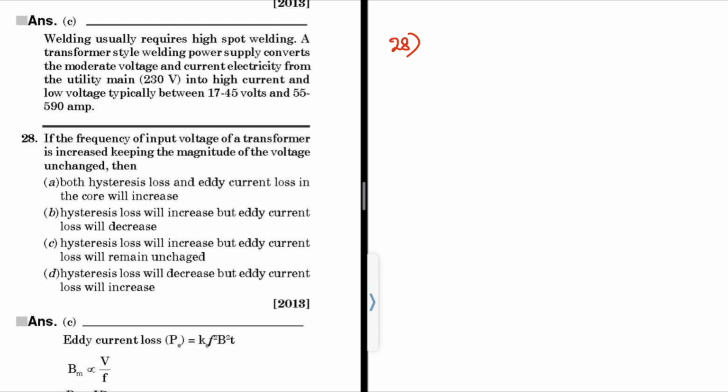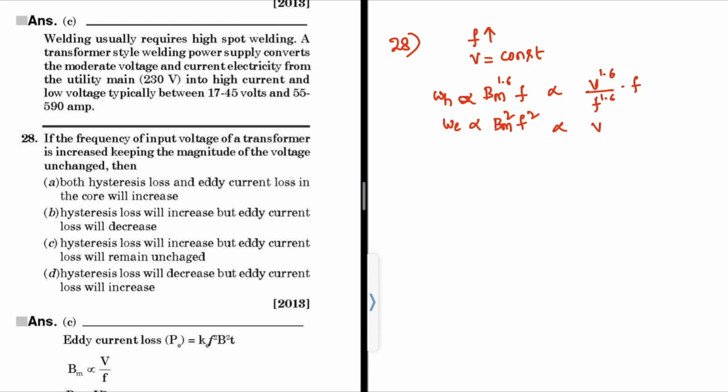28th question. They had given that frequency is increasing and voltage they are maintaining constant. So what will happen to hysteresis and eddy current loss? So generally we know hysteresis loss is proportional to B max power 1.6 into F, and eddy current loss is proportional to B max square into F square. So which is proportional to V power 1.6 by F power 1.6 into F, and proportional to V square by F square into F square.